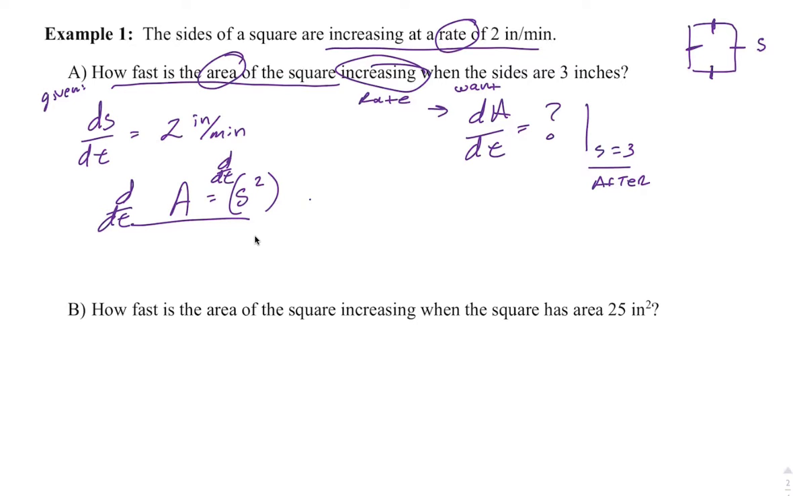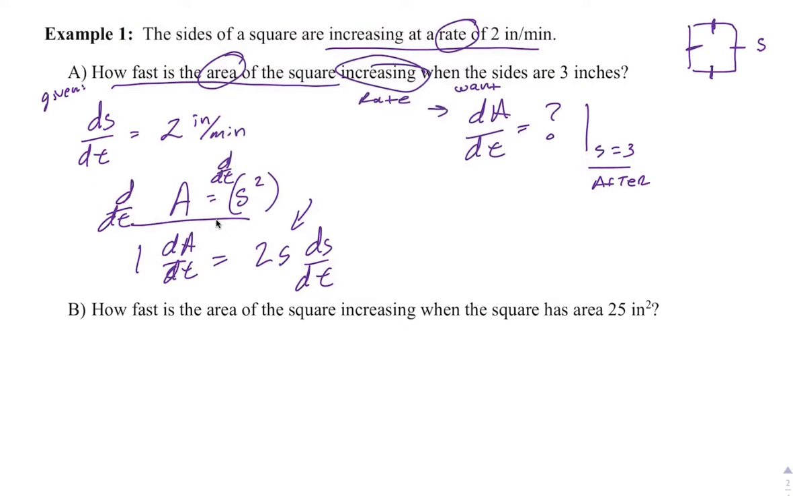That's implicit differentiation. Derivative of A is just 1, but with the wrong variable, dA/dt, equals derivative of s squared is 2s, but the wrong variable, ds/dt. Right, some implicit differentiation. And now we just plug in what we have.